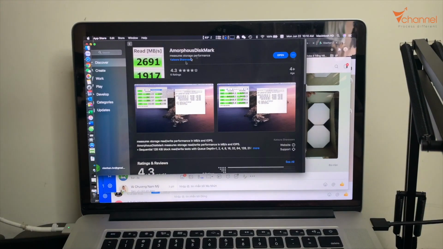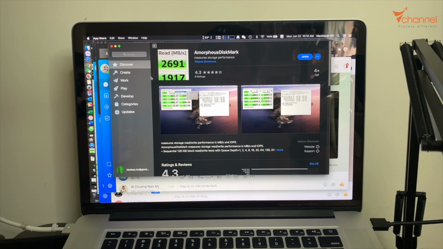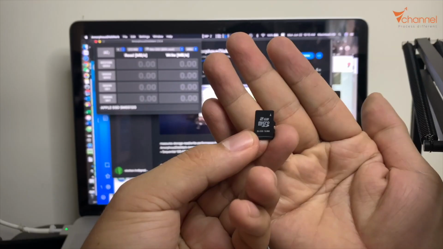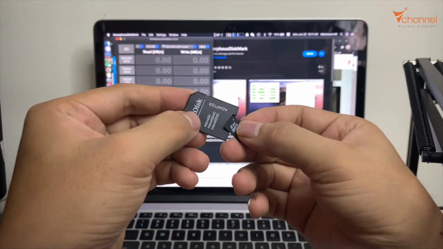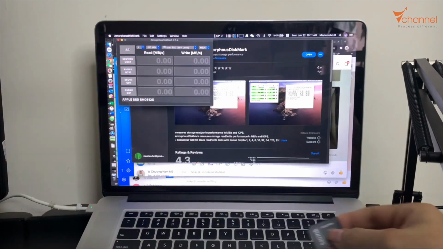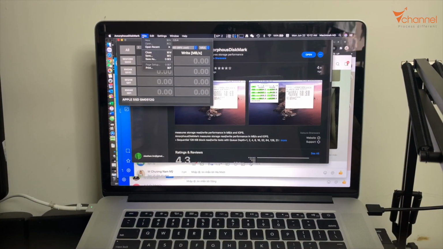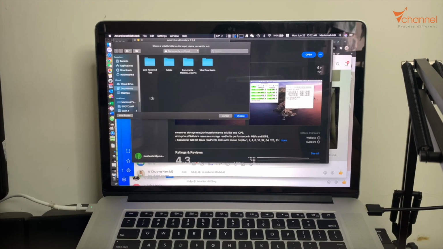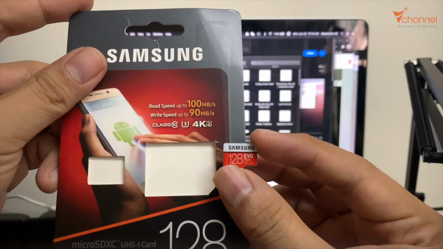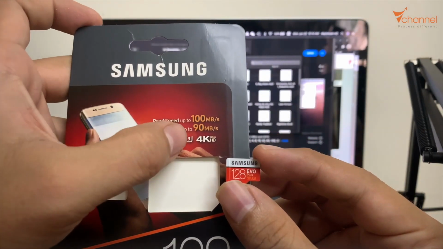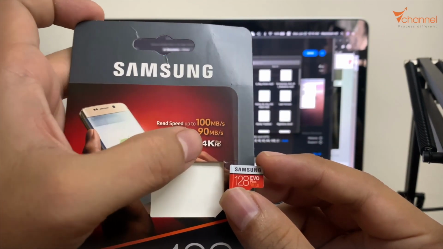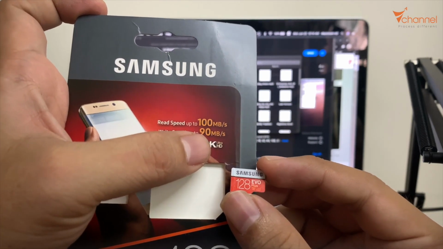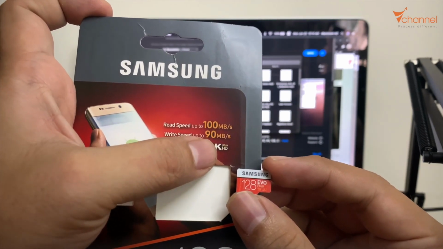To test speed on Macintosh, we go to App Store and search Amorphous DiskMark. First of all, I will test the cheap memory card. I will put it on an SD adapter. I will choose memory card. Okay, this card, my MacBook does not recognize at all. Now I will test the speed not lower than 20 megabyte per second. The read speed may reach 100 megabyte per second and write speed can reach 90 megabyte per second.